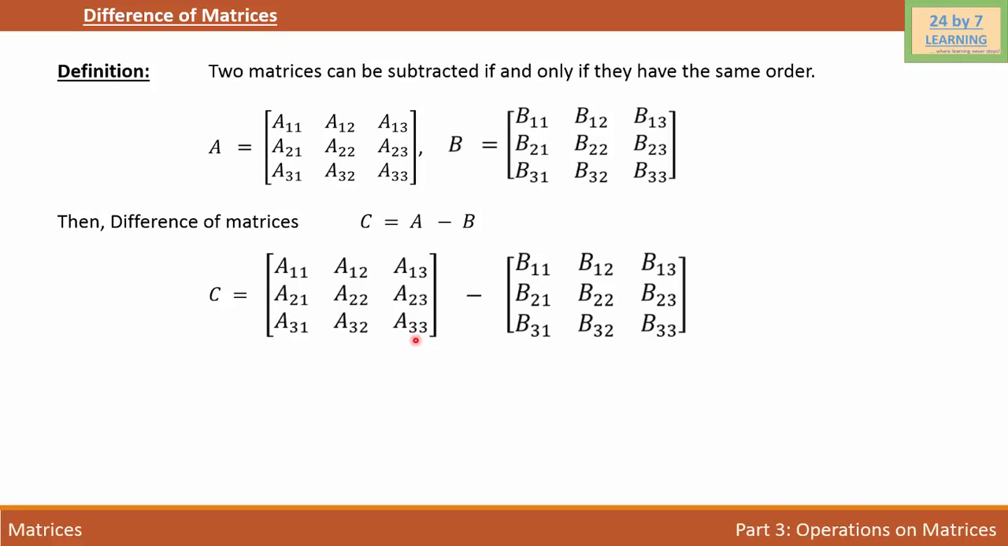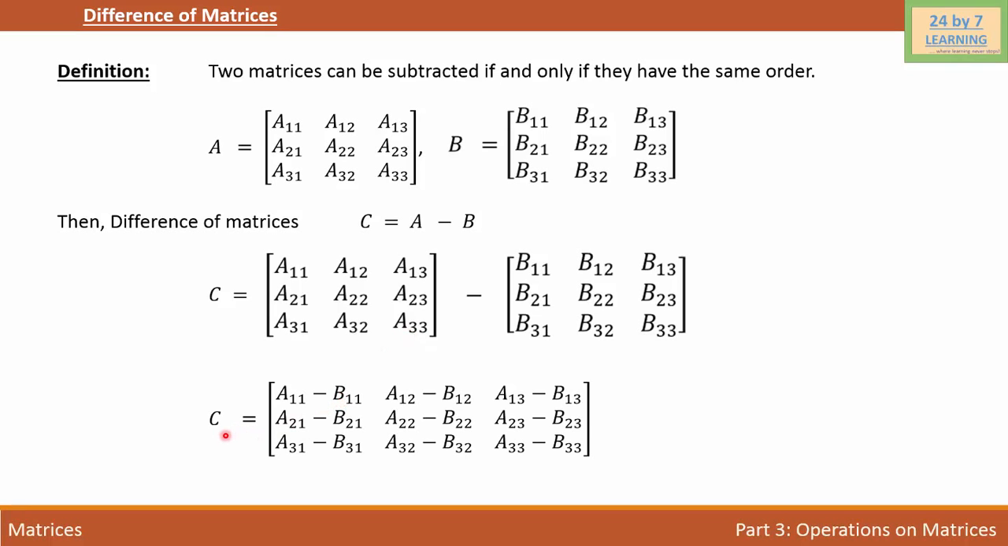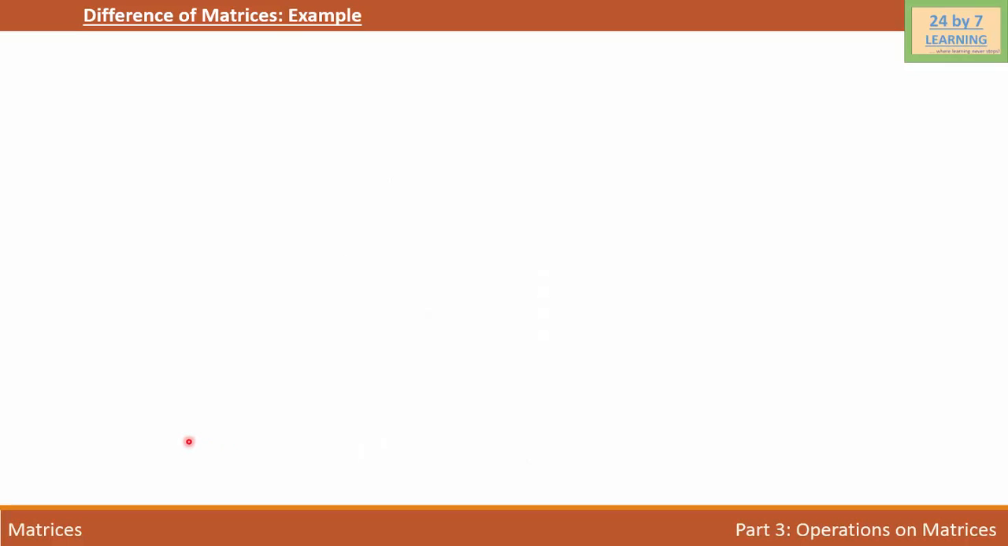So let's do that. If we do that, our resultant matrix will be C is equal to A11 minus B11, A12 minus B12, A13 minus B13, all the way to A33 minus B33, and this is our resultant matrix after subtraction. Let's consider an example of difference of matrices.